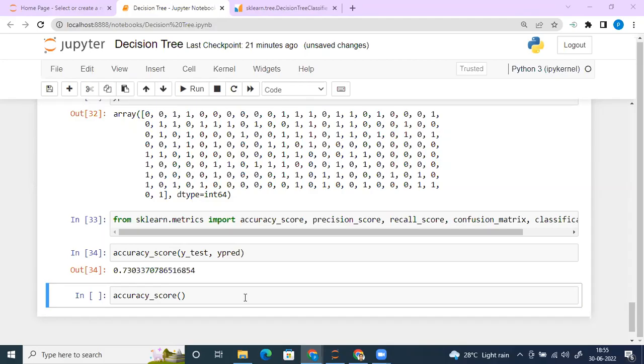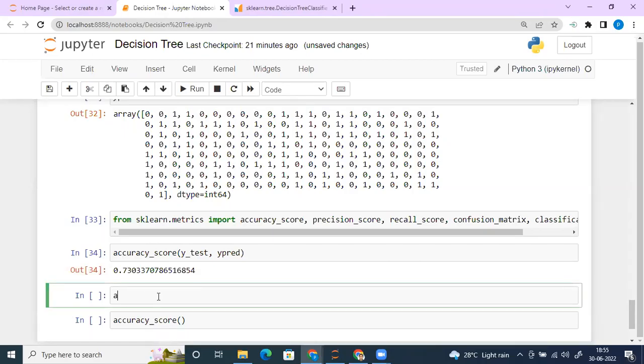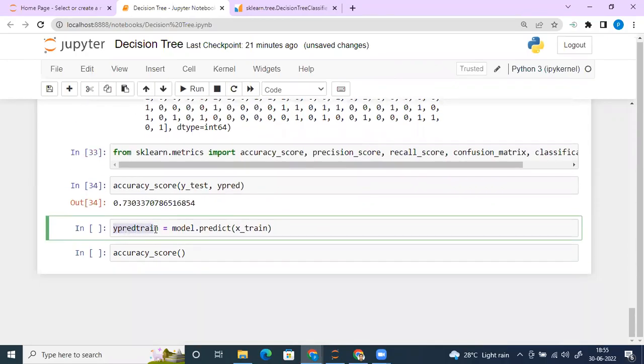How will I get my training accuracy? For training accuracy, you test on the training data only. So what I have to do is predict y_pred_train. I want to predict y_train from my model, so model.predict on x_train. This will tell me the training accuracy. It means you are predicting the value of y_train from x_train.